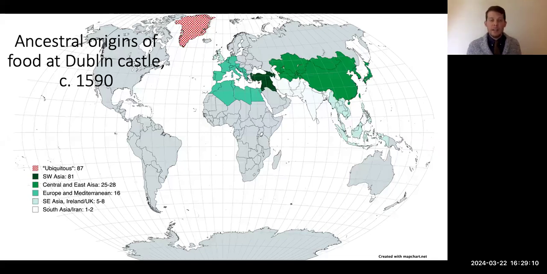We can see here then that the ancestral origins are heavily concentrated in the Fertile Crescent, in the Middle East, basically. A fair number from East Asia and Central Asia, rather fewer from Europe and the Mediterranean, and a few from Southeast Asia or South Asia. Nothing at all from the New World. So at this point, before the year 1600, Dublin Castle effectively is not consuming really anything from the New World. Possibly nothing that originated there in any case.